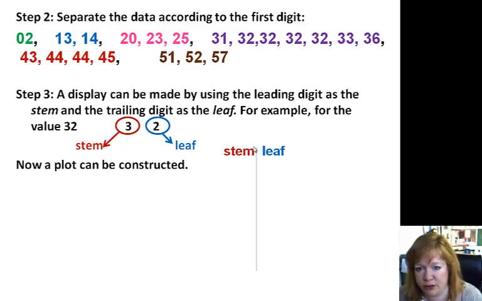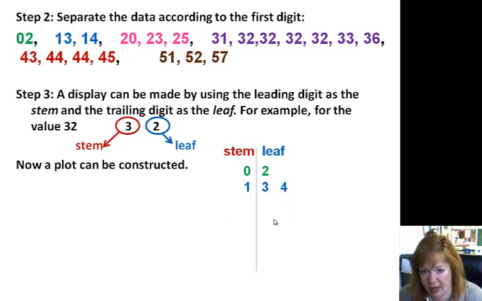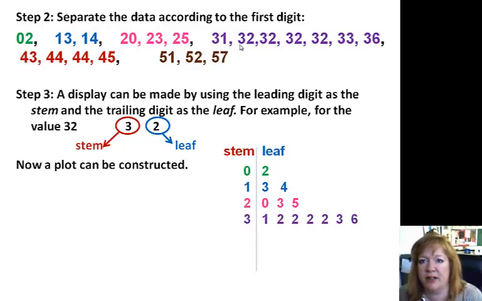When you do your stem and leaf, they just do a vertical line down here, and then they do 0, and then they put the 2 over here. Then 1 would be our next set, and you'd have 3 and 4 to the right. And then 2 would be our next one, and you'd have 0, 3, and 5, because it's 20, 23, and 25. Hopefully you can tell the color coding here. So here's the 30s. You'd have 3 to the left, and then the second digits, 1, 2, 2, 2, 2, 3, 6. And notice they wrote all of the digits. You write them all in there.